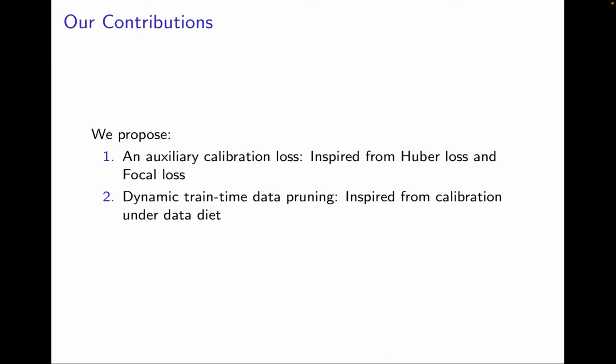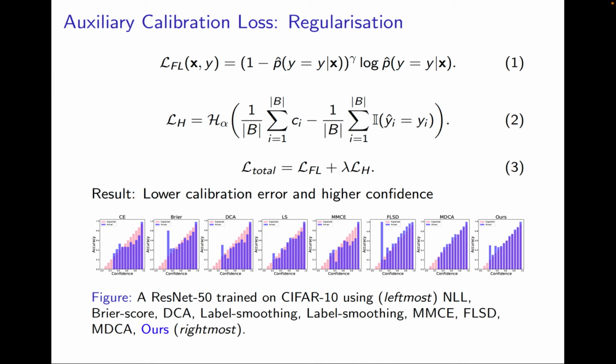So our contributions in this matter are as follows. 1, we propose an auxiliary calibration loss, which is inspired by Huber loss and focal loss. And 2, we propose a dynamic train time data pruning strategy, which is inspired from calibration under data diet. And how do these look like?